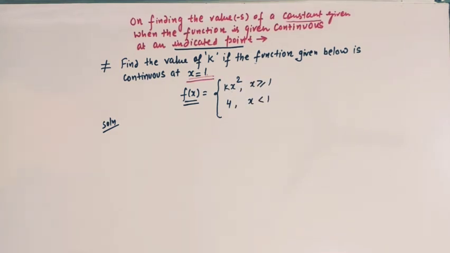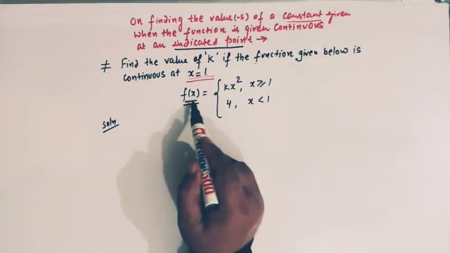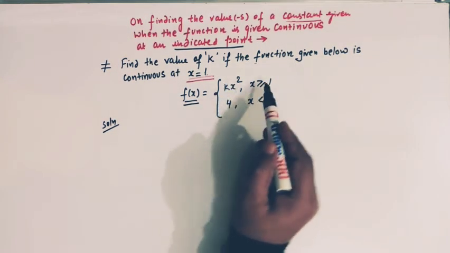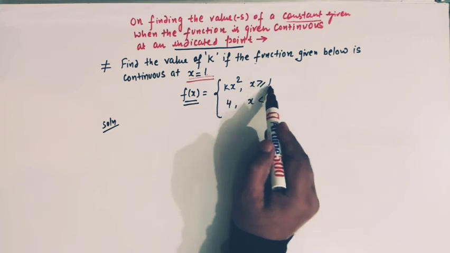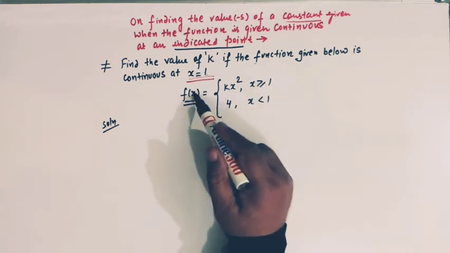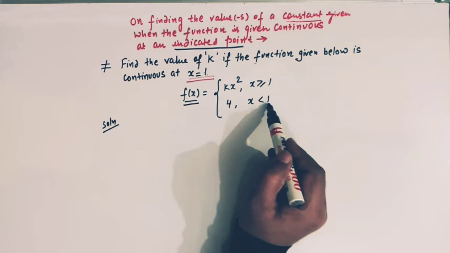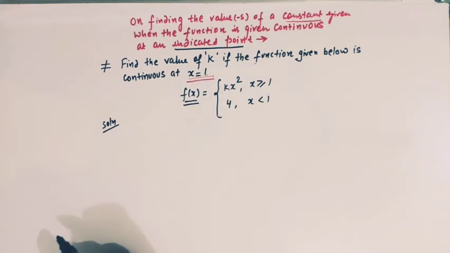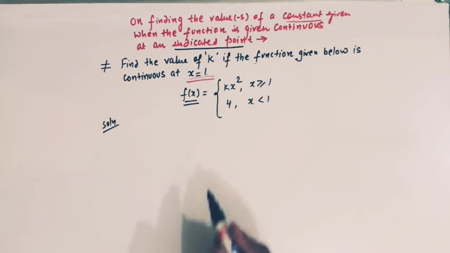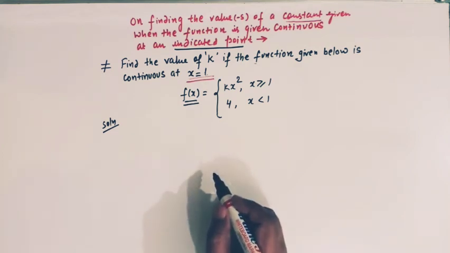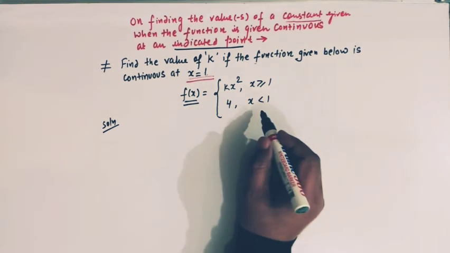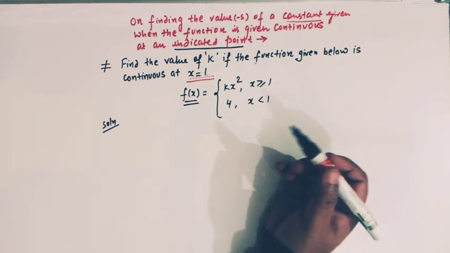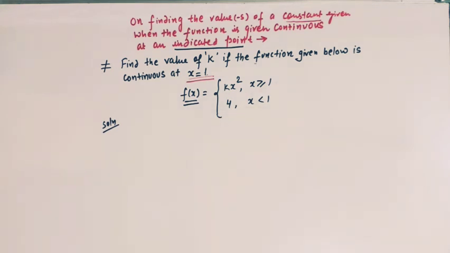Now let us take this problem. Here we have to find the value of k if the function is kx square when x is greater than or equal to 1, and f of x is equal to 4 when x is less than 1, and it is continuous at x equal to 1. So here we have to find the value of k. So what we will do, we'll again make use of the definition of a continuous function.